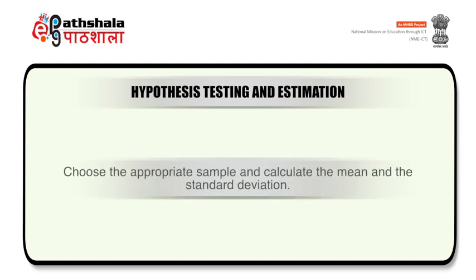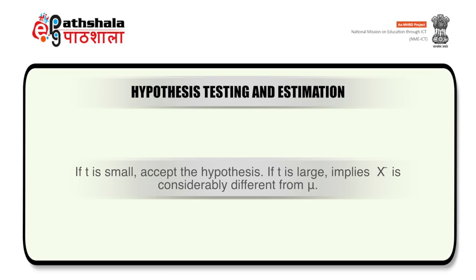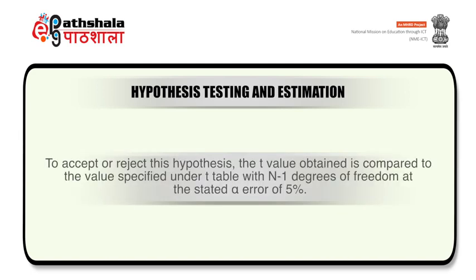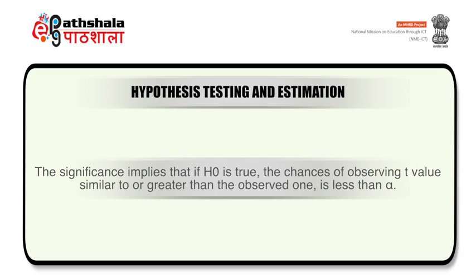Step 4. Choose the appropriate sample and calculate the mean and the standard deviation. Step 5. Determine the t statistic so as to make a decision to accept or reject the hypothesis. If t is small, accept the hypothesis. If t is large, it implies the sample mean is considerably different from the hypothesized mean. To accept or reject this hypothesis, the t value obtained is compared to the value specified under the t table with n minus 1 degrees of freedom at the stated error of 5%. If the table value is lesser than the absolute t value, the difference is termed to be statistically significant. The significance implies that if null hypothesis is true, the chances of observing a t value similar to or greater than the observed one is less than alpha.